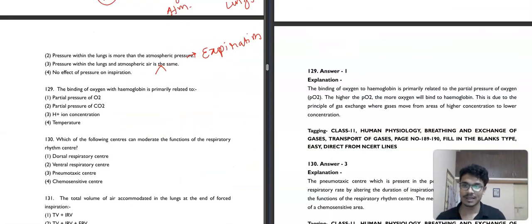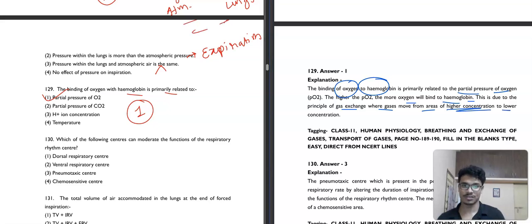It is saying that the binding of oxygen with hemoglobin is primarily related to partial pressure of O2, partial pressure of CO2, H plus concentration, or temperature. So the binding of oxygen to hemoglobin is primarily related to partial pressure of oxygen. The first option is our correct answer. The higher the partial pressure of O2, the more oxygen will bind to hemoglobin. This is due to the principle of gas exchange: a gas moves from higher concentration to lower concentration. We just solved this.